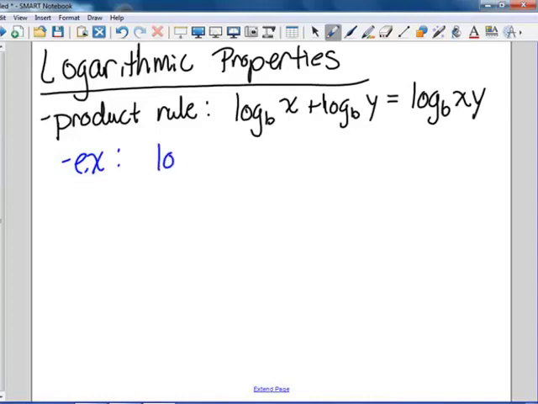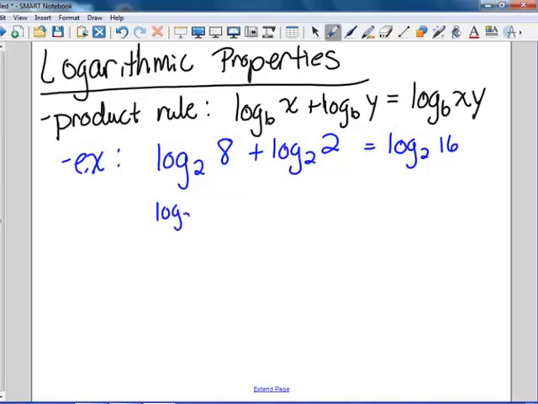So first let's do one with just numbers. So let's say I have log base 2 of 8 plus log base 2 of 2. If I were to follow the rule, that would be log base 2 of 16. Now, using this kind of like a proof, simplifying what we've already done before, we know that we can rewrite 8 as 2 to the 3rd power, so that would simplify to 3. And then log base 2 of 2 would just be 1, right? So I get 4 that way.